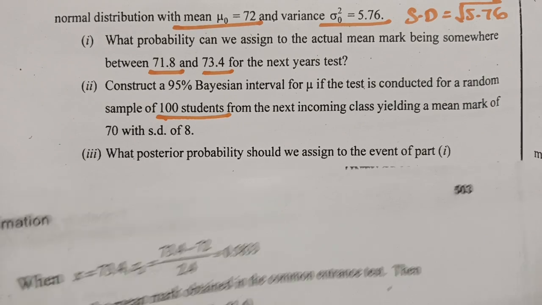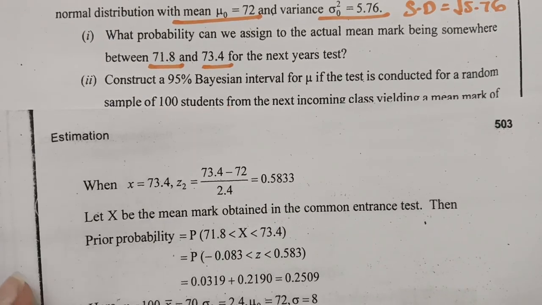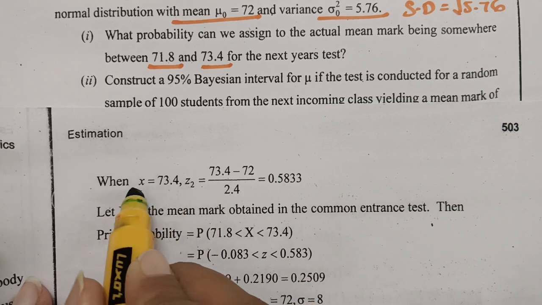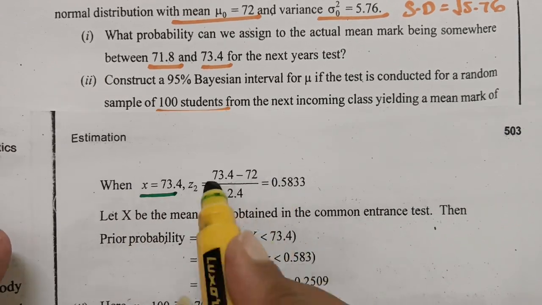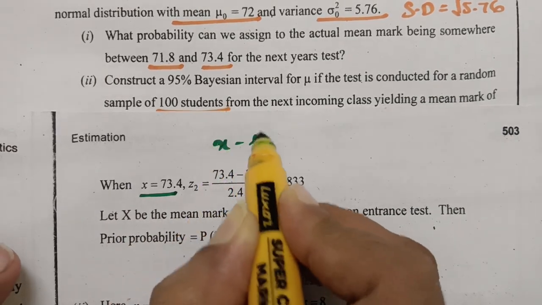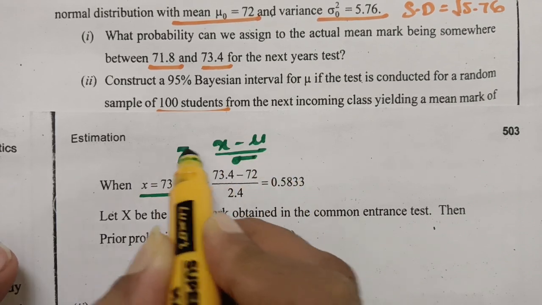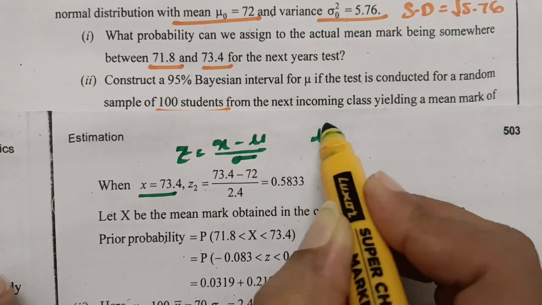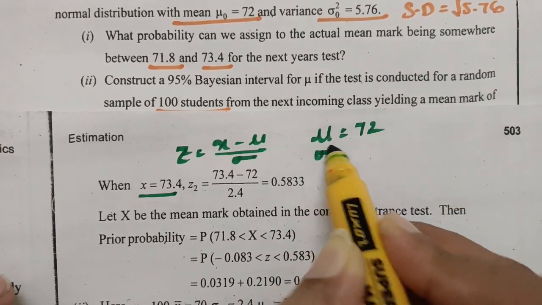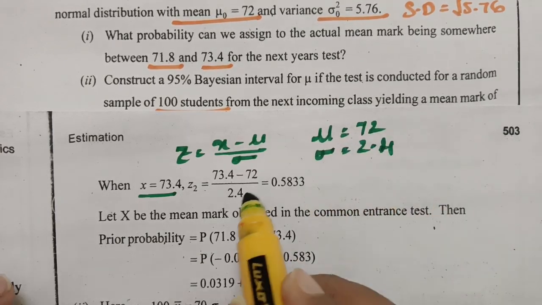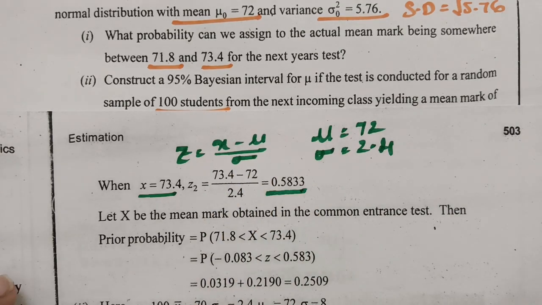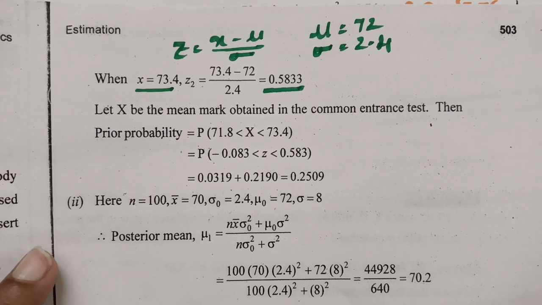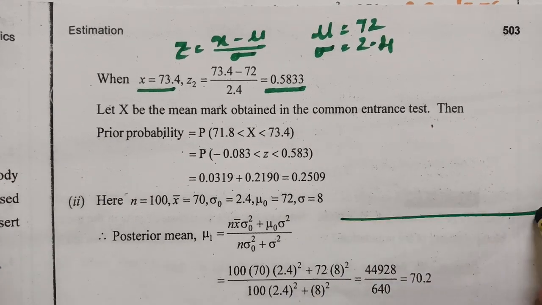And the next value we have to take is 73.4. So the same formula, z is equal to x minus mu by sigma, that is 73.4 minus mu, where mu is equal to 72 and sigma is equal to 2.4. If I substitute, the value here is 0.5833.